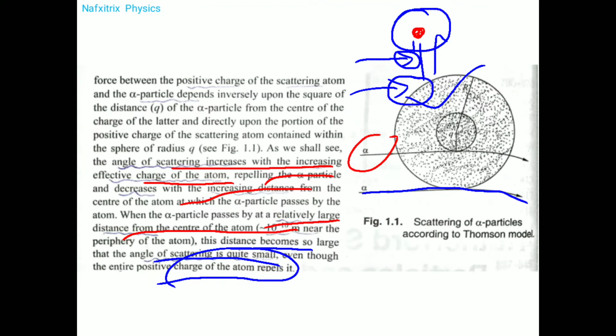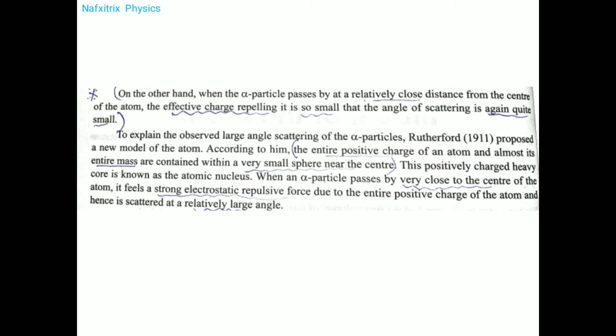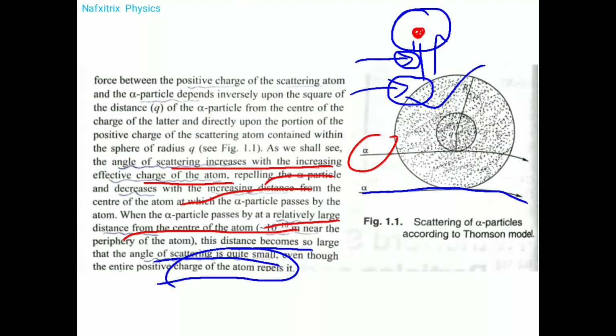Next thing is, on the other hand, the alpha particle passes by a relatively close distance from the center of the atom. The effective charge repelling is so small that the angle of scattering is quite small again. So this alpha particle, you can see it is moving still more nearer to the atom, but the effective charge repelling it is very less.